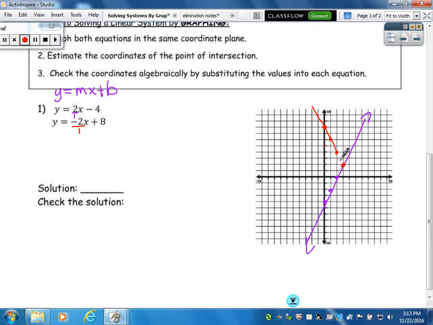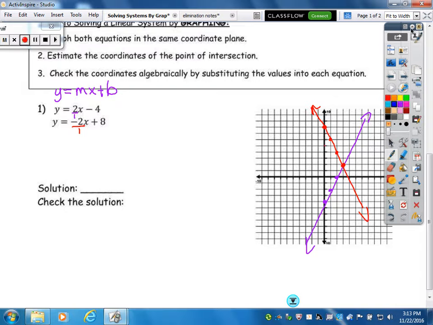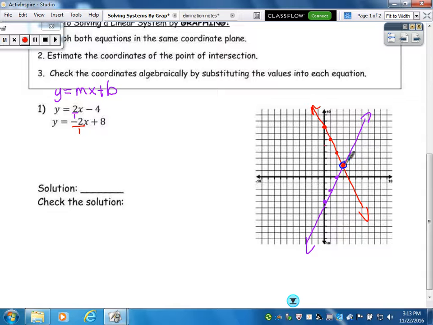Good. So I have 2 lines and they are intersecting at this one spot. Let me bold that up for you. Here it is. And that solution is (3, 2). Remember, it's x and then y. So over 3, up 2. So the solution is (3, 2).